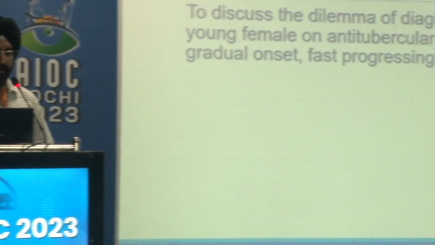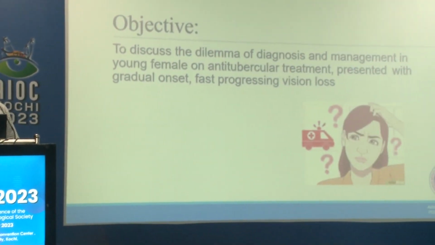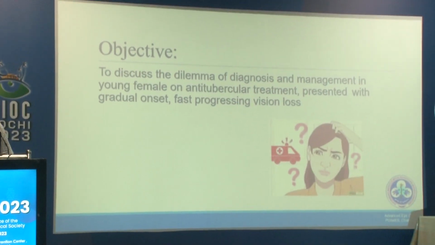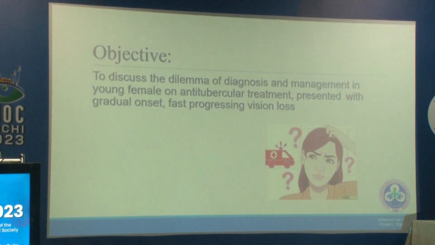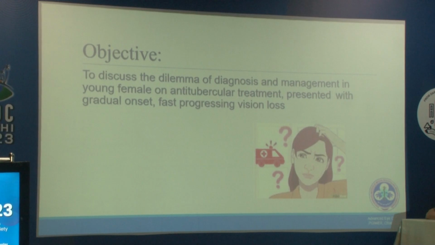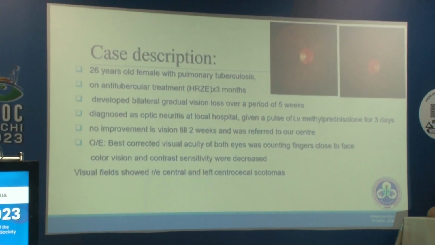I would be speaking on an interesting case which had 2 components. So it was a little dilemma, depending on the diagnosis and the management, what was going on. This patient was on antitubercular treatment, and she presented with a gradual onset, fast progressing vision loss. Initially it was gradual, but later on it was quite a fast progressive vision loss. And she was about 26 years old.